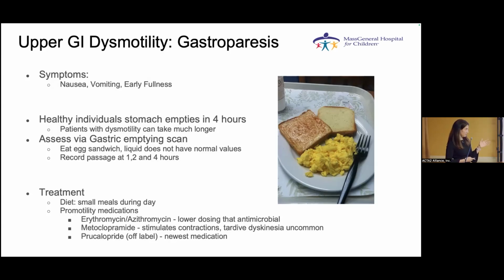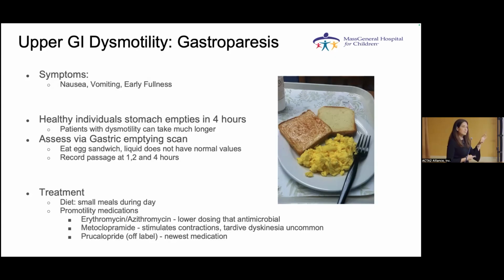toast with jelly on it, which I find to be a pretty funny choice, and it's standardized throughout the country because when someone's feeling not well and nauseous, an egg sandwich is not typically the first thing that they want to eat. But that's how we do it, and that really gives us the best information because it is standardized. So the data we get can be compared to people throughout the country. We do have a way to do it with liquid, but that doesn't have standardized values.